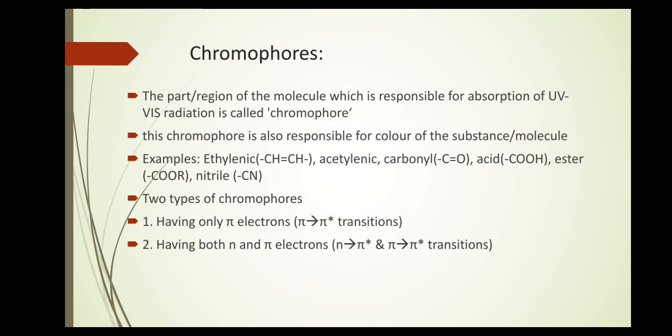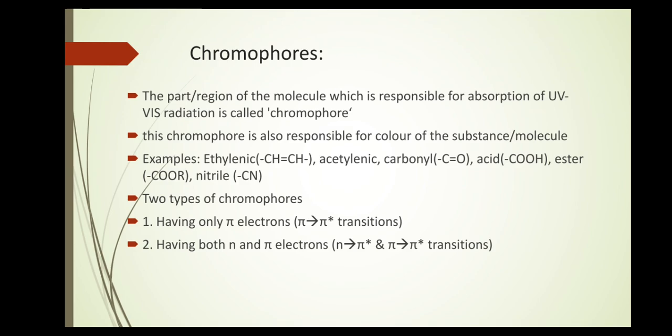Because of this chromophore, the molecule absorbs UV visible light, and as we all know, this light is responsible for the color of the substance. So color is because of the chromophore. For example, ethylene, CH double bond CH, that means a carbon-carbon double bond; acetylenic, meaning a carbon-carbon triple bond; carbonyl function, that is C double bond O; acid, C double bond OH; ester, C double bond OR; and nitrile or cyano, that is C triple bond N.